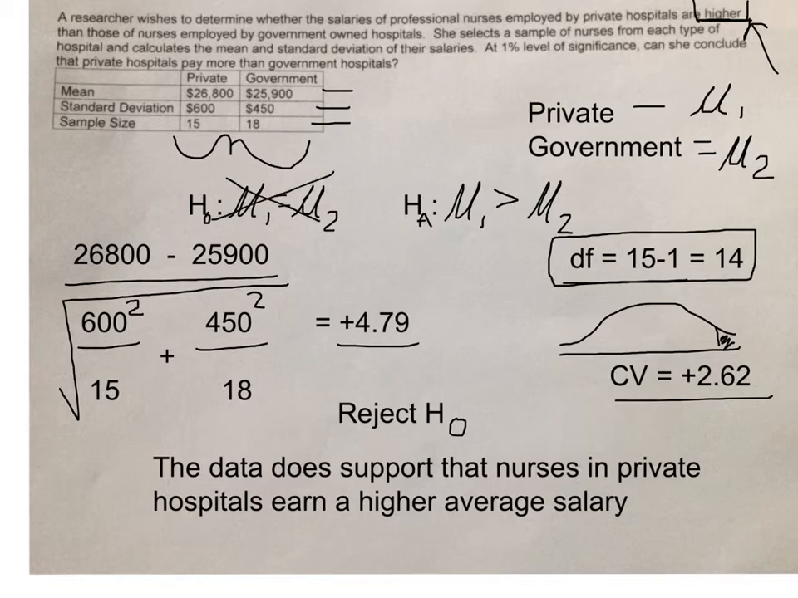Now remember, we could have a type 1 or a type 2 error, but especially since this is so far out there, this data does support that nurses in private hospitals earn a higher salary on average than those in the government-owned hospitals. You've now seen a couple examples of this. Hopefully you understand it better.